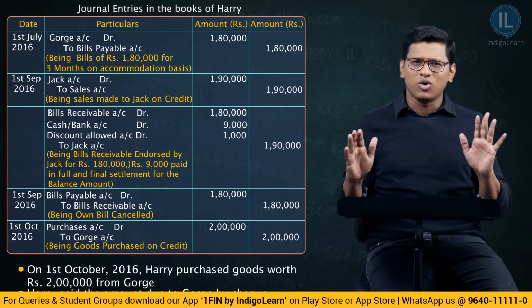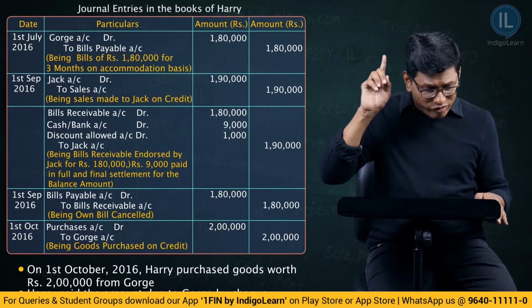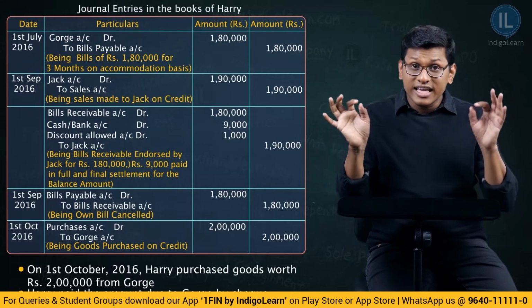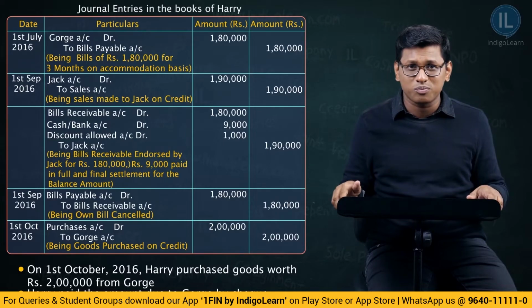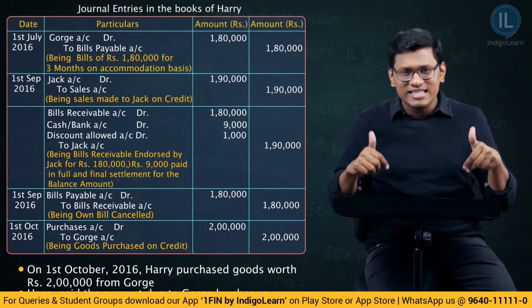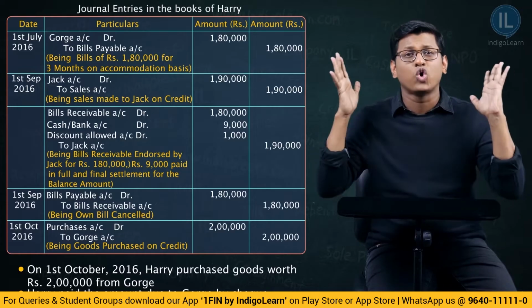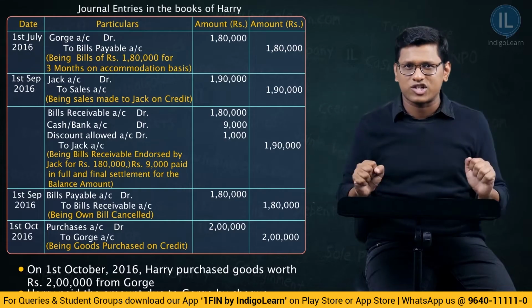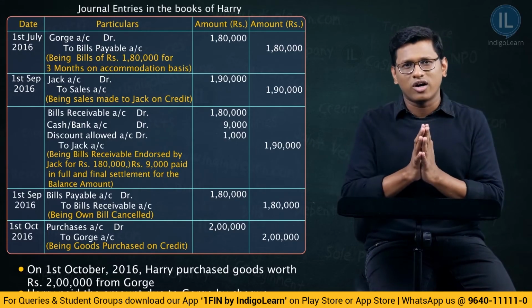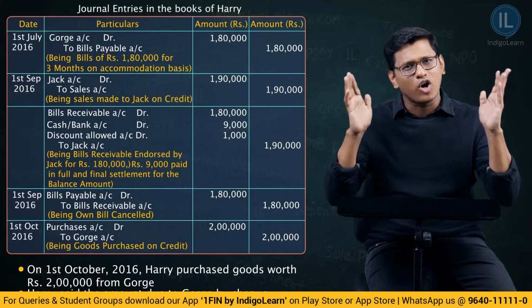Excellent. Now friends, on the 1st of July there was a transaction between these two parties. Then again there is a transaction between these two parties on 1st of October. Now let us analyze these two transactions. What exactly happened on 1st of July? What exactly is happening on 1st of October?